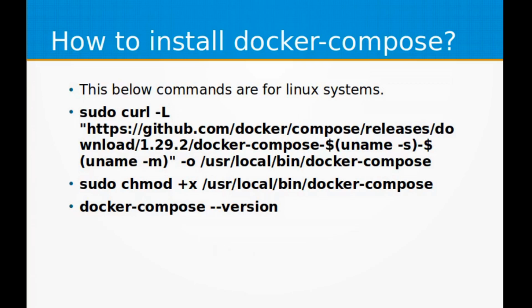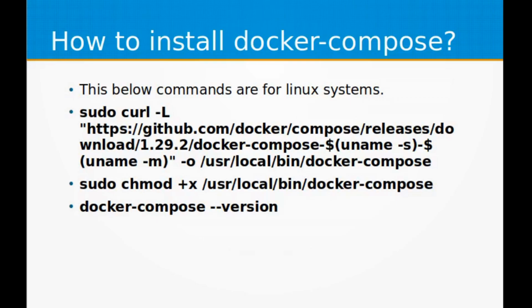The commands below are for Linux systems. We have to curl from this GitHub repository, which is the official Docker Compose repository, and it will be saved to /usr/local/bin/docker-compose on your local machine. This 1.29.2 is the official release version of Docker Compose. You can go inside the Docker Compose repository, look for the latest stable tag, and paste it here, and it will start downloading and be located in your bin docker-compose folder.